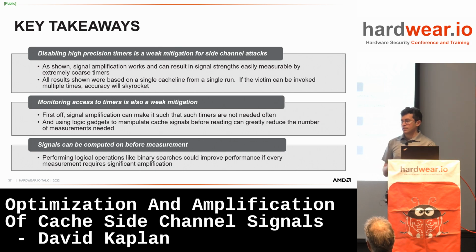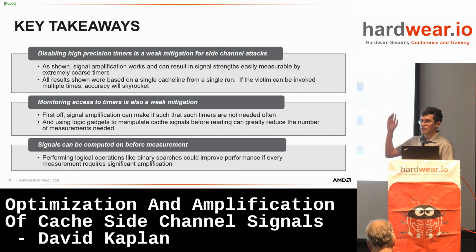A lot of times in these attacks, you can actually invoke the victim many times, just by calling it again with the same inputs, and you can improve your results that way. If you can call the victim multiple times, then the accuracy is going to skyrocket quickly. I didn't even try that. Monitoring access to timers is a weak mitigation, right?